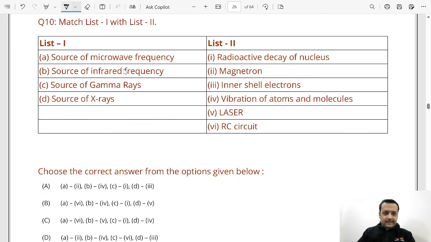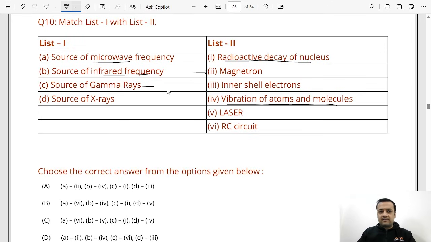This is a fact based question, guys, talking about the source of a particular type of EM wave generation. Microwave, of course, is generated from the magnetron. Infrared frequency is generated from the vibration of atoms and molecules. In the hydrogen spectrum, Balmer corresponds to the visible region, Lyman corresponds to the ultraviolet, and the higher series like Paschen and Brackett correspond to the infrared. Gamma corresponds to the radioactive decay of the nucleus, so gamma rays are produced from within the nucleus.